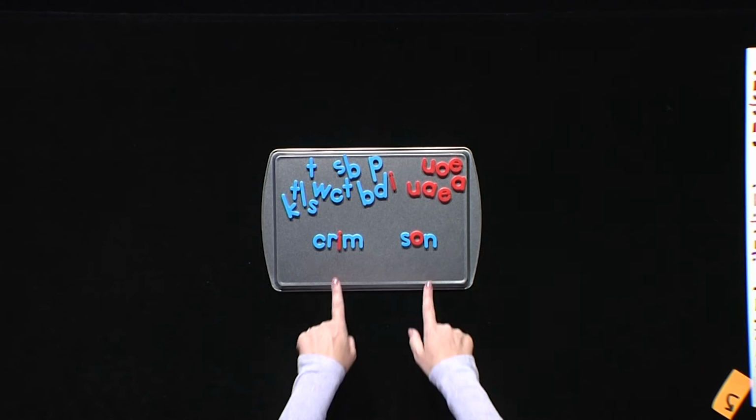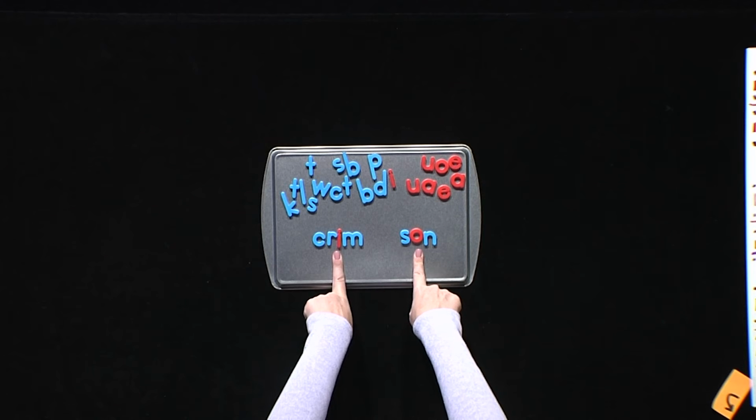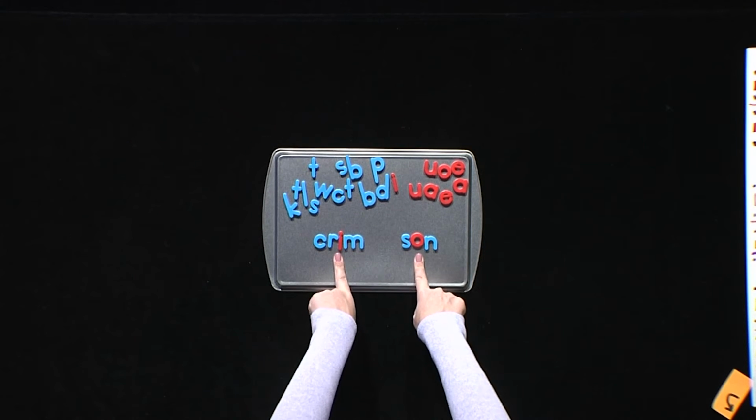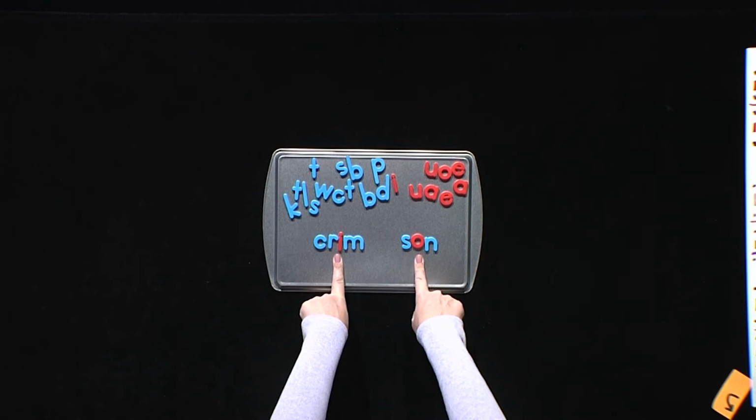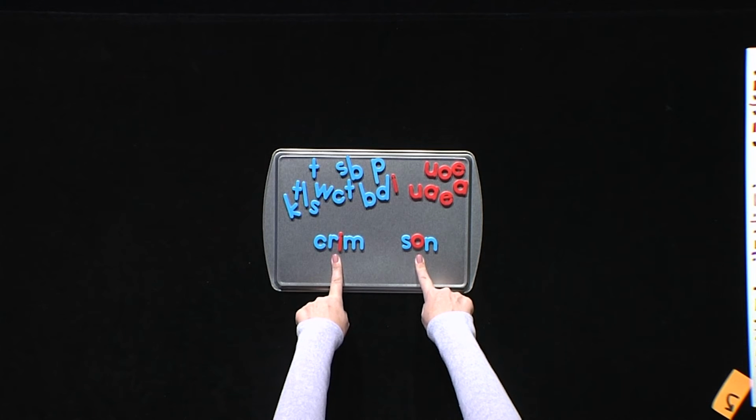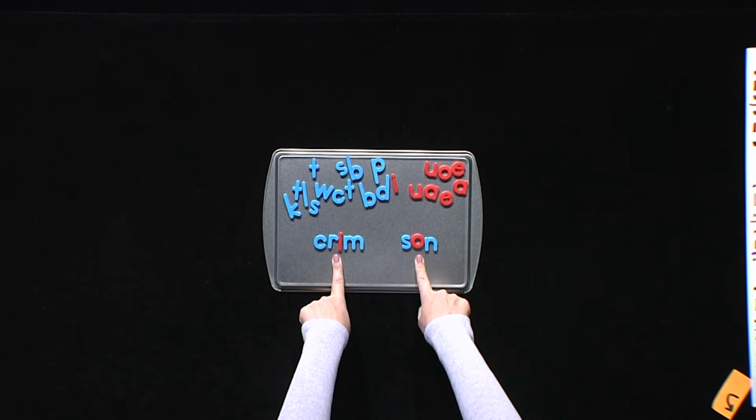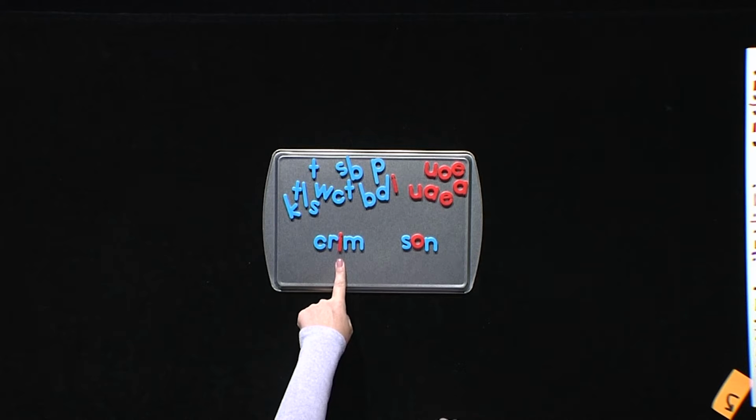Now let's look. Do we have a vowel in both pieces? Yes. So there's a likelihood that these are syllables. Now let's see if we can sound them out. Let's look at the first syllable.